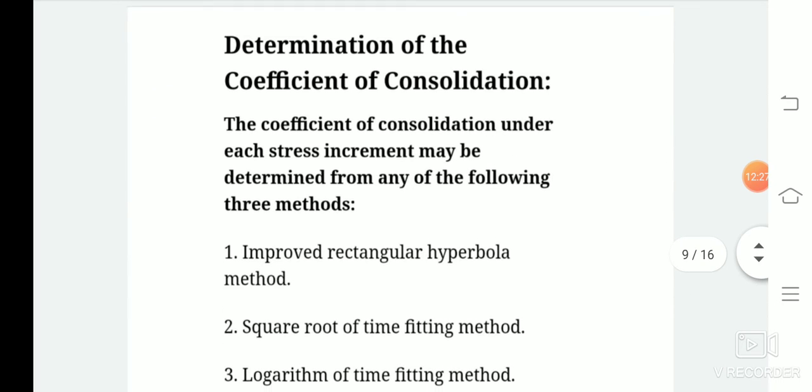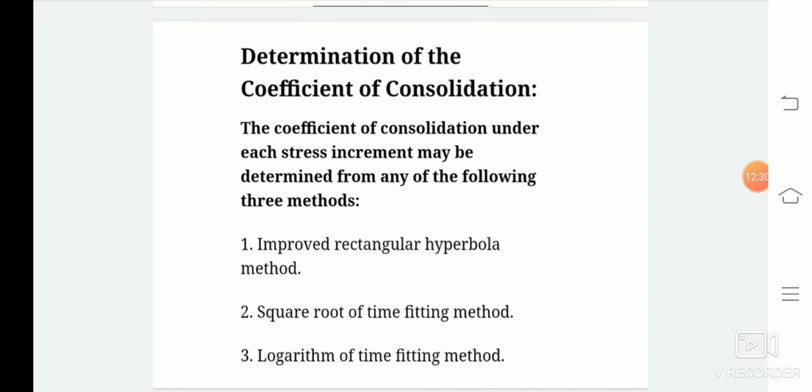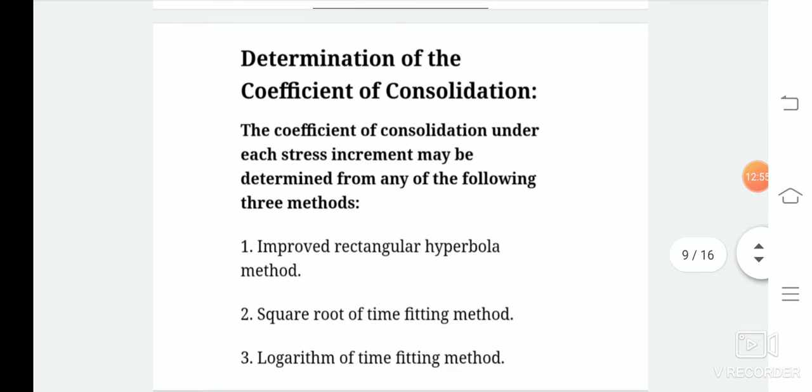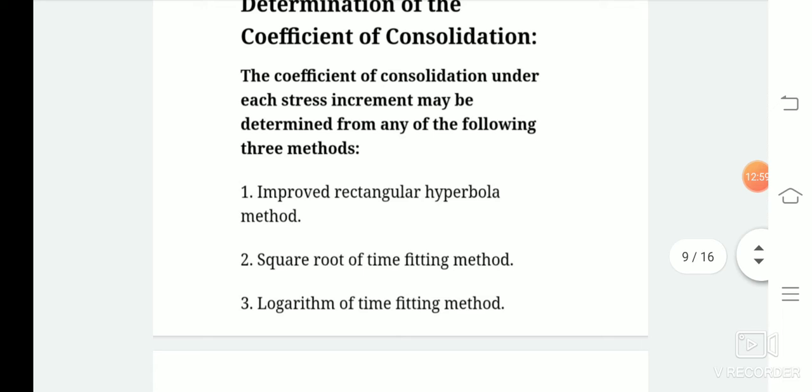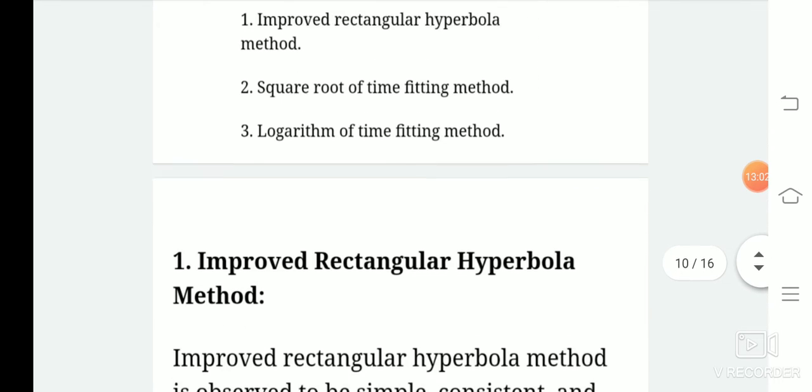Next, we will go to determination of coefficient of consolidation. So, from the consolidation test, we can easily find out the coefficient of consolidation. The coefficient of consolidation under each stress increment may be determined from any of the following three methods. Normally, these three methods are used: the improved rectangular hyperbola method, the square root of time fitting method, and the logarithm of time fitting method. We will study thoroughly these three methods consecutively and how to find out the coefficient of consolidation.